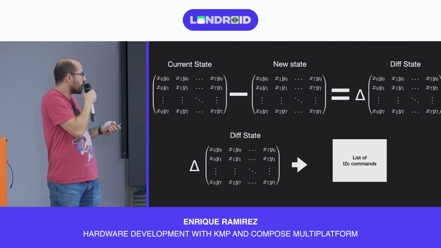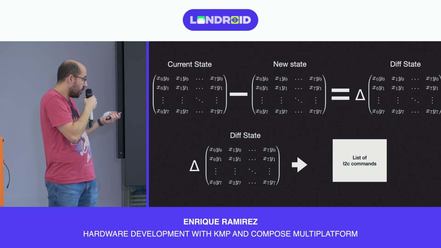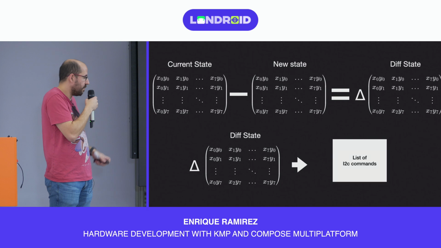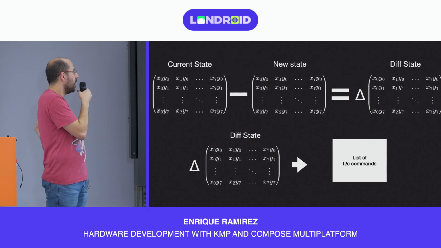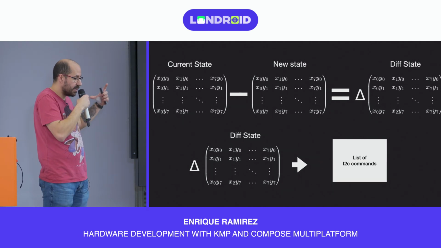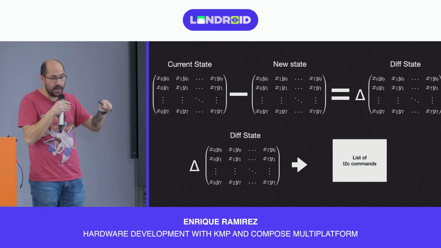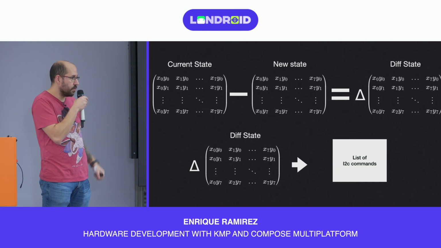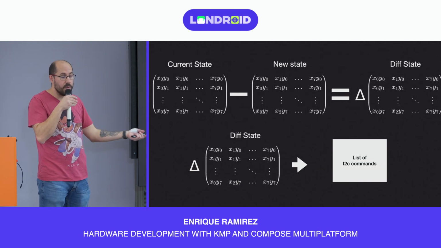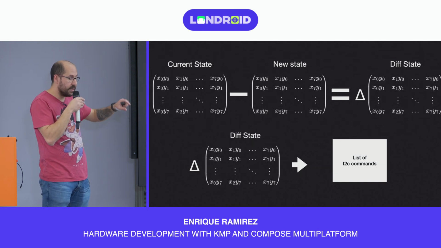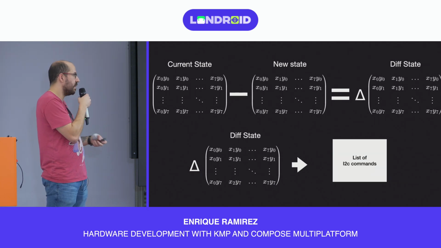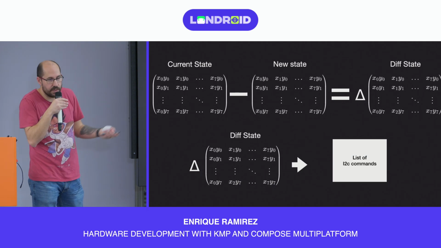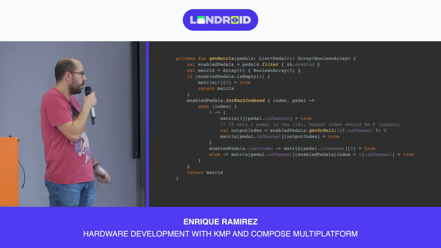So that's what we do on this part of what the pedal is doing. It has a state of how everything is connected, with how the routes are done, the routes between pedals. Then the new state that you want to send is subtracted from that, and then you have a diff state, and that's what you actually send to the chip. So it reduces part of that load.